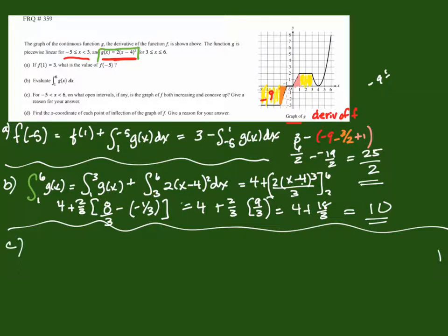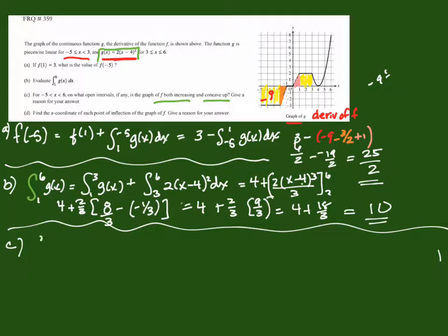Okay, C. It says for between -5 and 6, on what intervals is the graph both increasing and concave up? Increasing: it wants to know when the original function is increasing, and that is when the derivative is positive, right? You should know that. And concave up means when the derivative is increasing. So, give a reason for your answer. We're just going to say that.